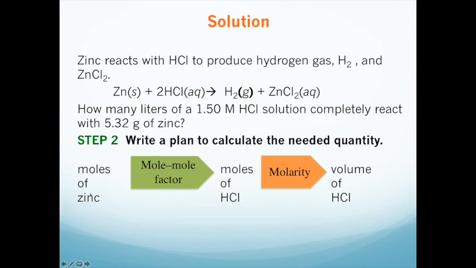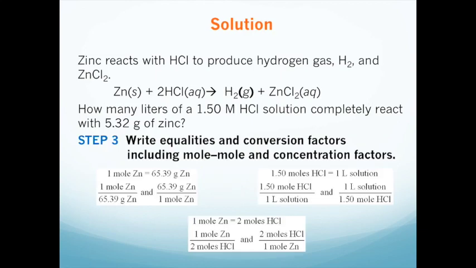First, we have to go from moles of zinc using the mole-to-mole factor to moles of hydrochloric acid. And then we have to use the molarity of hydrochloric acid to get to volume of hydrochloric acid. And it should be fairly straightforward to go from the mass of zinc to the moles of zinc because we know its formula weight. So 1 mole of zinc is 65.39 grams, and 1.5 moles of hydrochloric acid are present in 1 liter of solution. We also know that 1 mole of zinc requires 2 moles of HCl in order to complete its reaction.